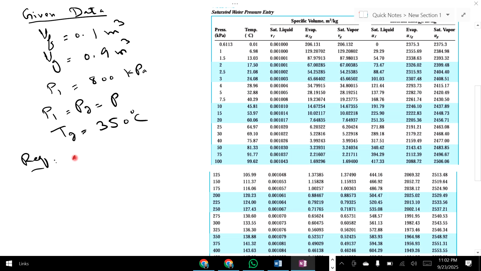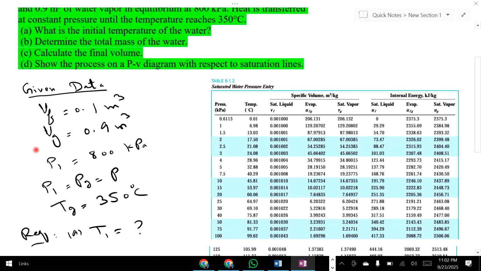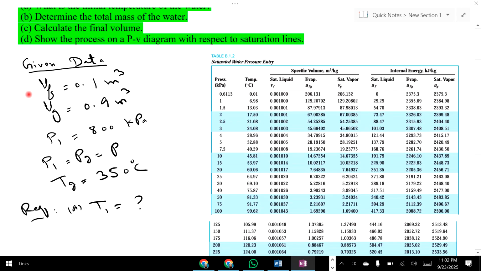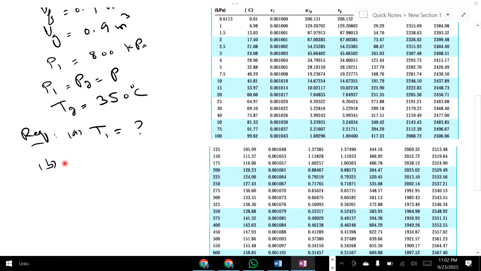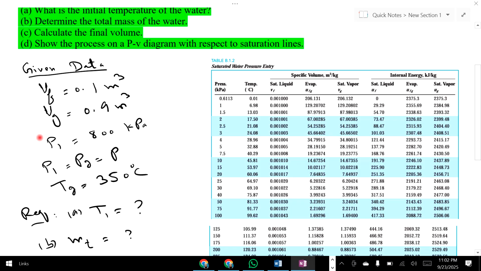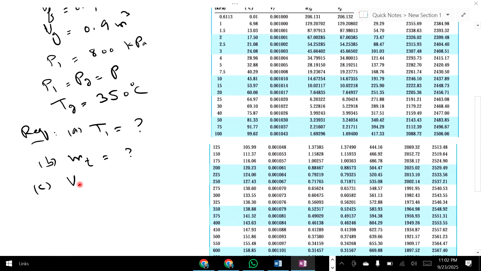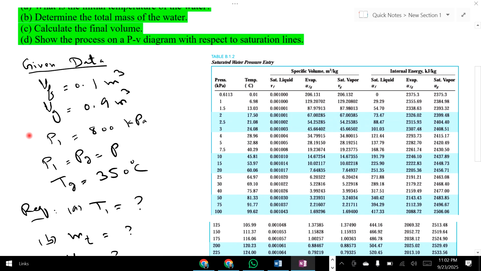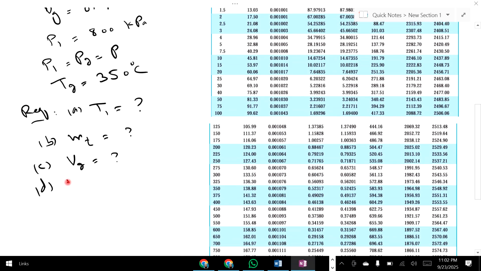Required, number A, initial temperature, that is T1. Number B, determine the total mass of the water, find total mass. Number C, calculate the final volume, calculate V2. And number D, draw the process on a PV diagram.